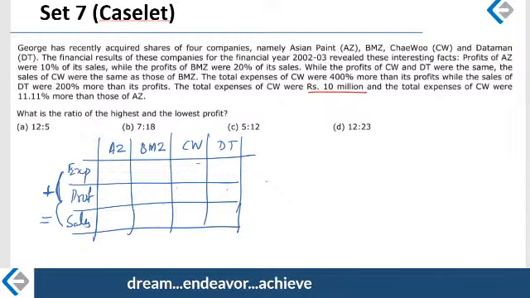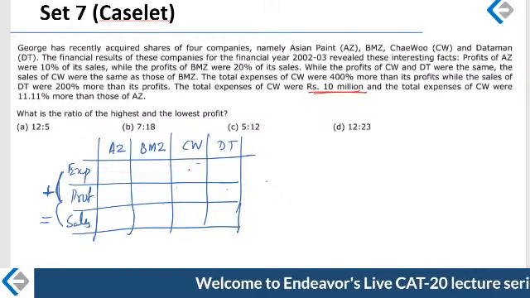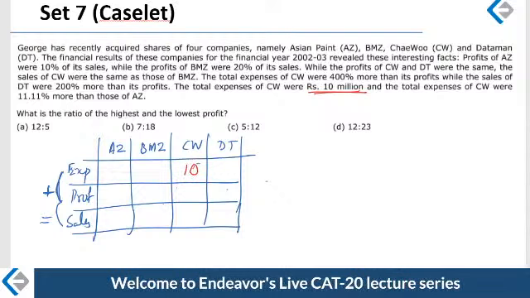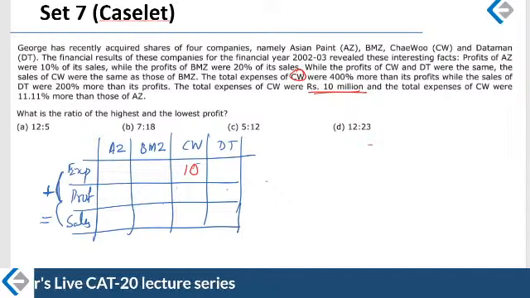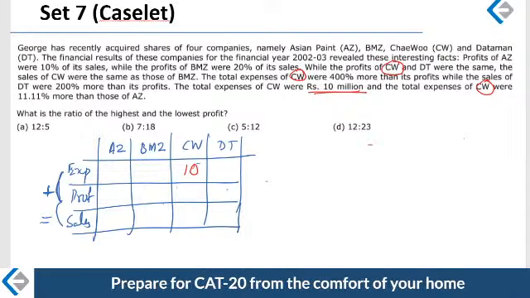So what is given to me? The total expenses of CW are 10 million. Okay, we're talking in terms of million. I'm writing it here, friends, 10 million. I wrote the data. Now, wherever CW is there, go to that particular place. Look at this particular set. There is a CW here, there is a CW here, there is a CW here. So wherever you see CW, make a pit stop at CW and find out if there is anything that is going to help. Let me go here.